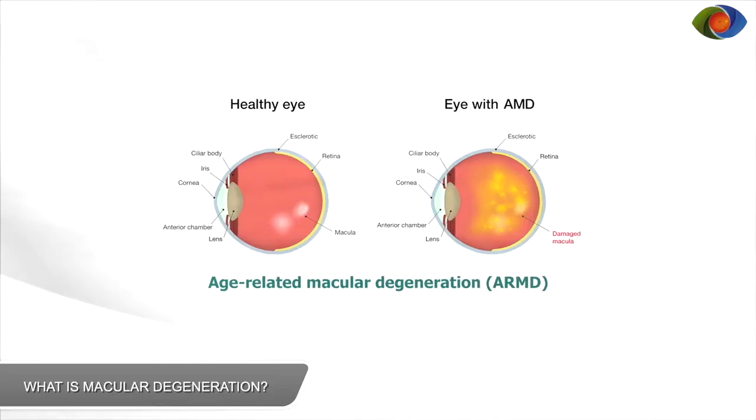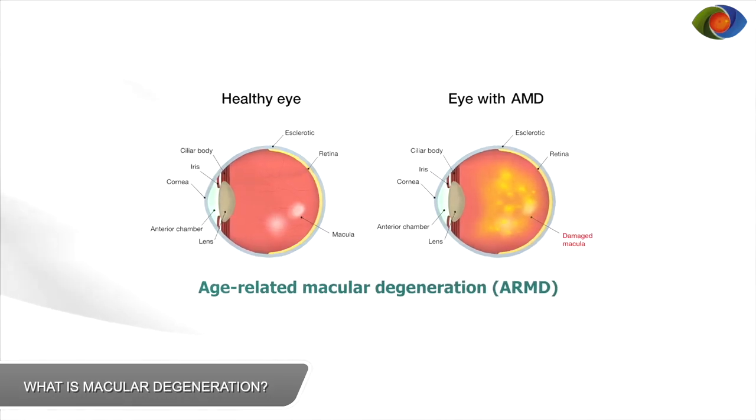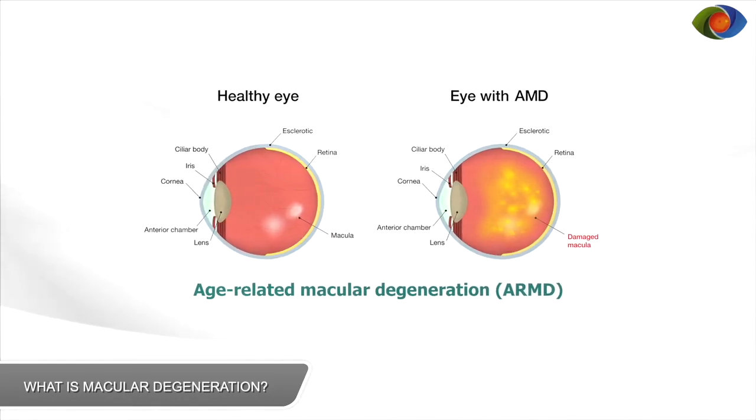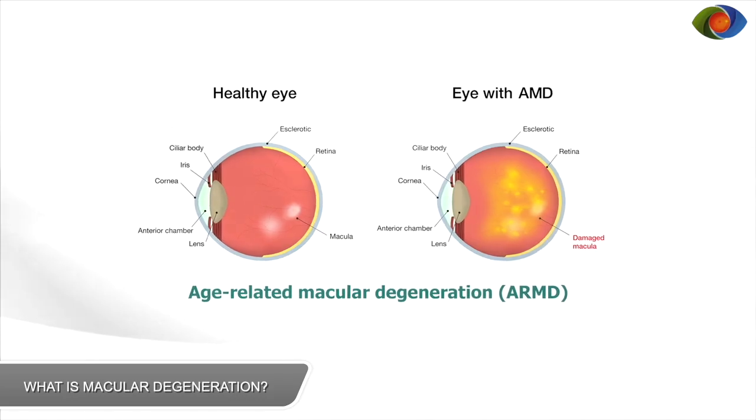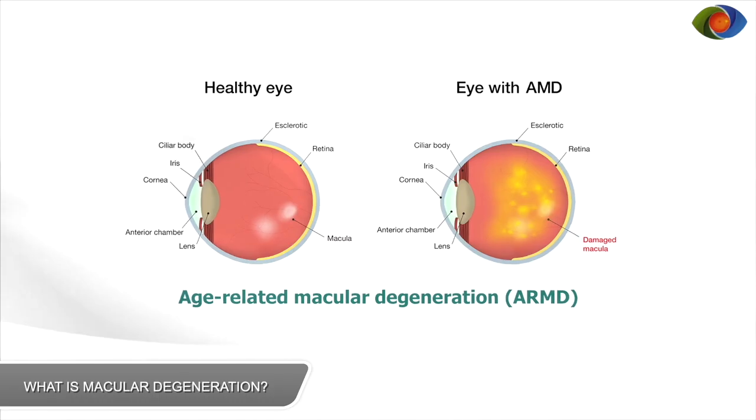The layer of your eye where the light falls is called the retina. The central part of that, which is required for the sharpest vision, is called the macula. In that macula, when you have some deposits that come over time with age, that condition is called age-related macular degeneration. There are also some hereditary macular degenerations that come due to genetic diseases, but most commonly what we see are the age-related macular degenerations.